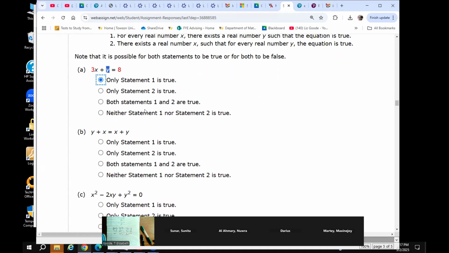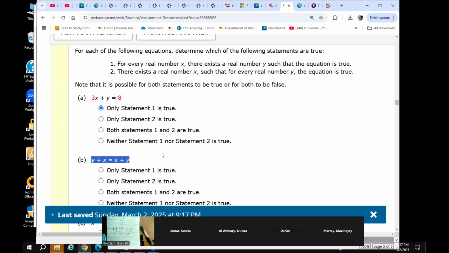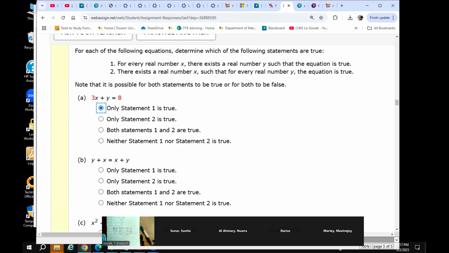But look at the next statement. You see, y plus x equals x plus y. That's a tautology. That's always true, no matter what x and y are. Now, that may or may not impact our decision. This says for every real number x, there exists a real number y that makes the equation true. Sure, if you put in x here and x here, they cancel.